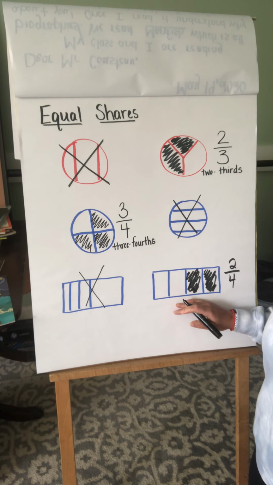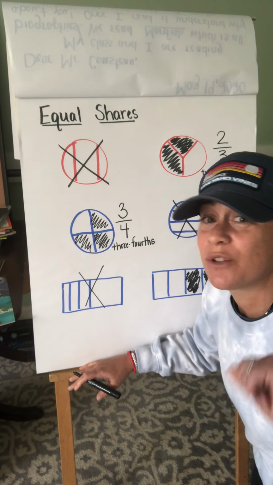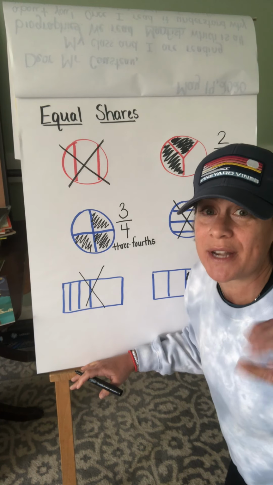Is there another way I could say this? I could also say I gave him half, but you don't need to know about that yet, okay? That's called equivalent fractions, when fractions have more than one name.